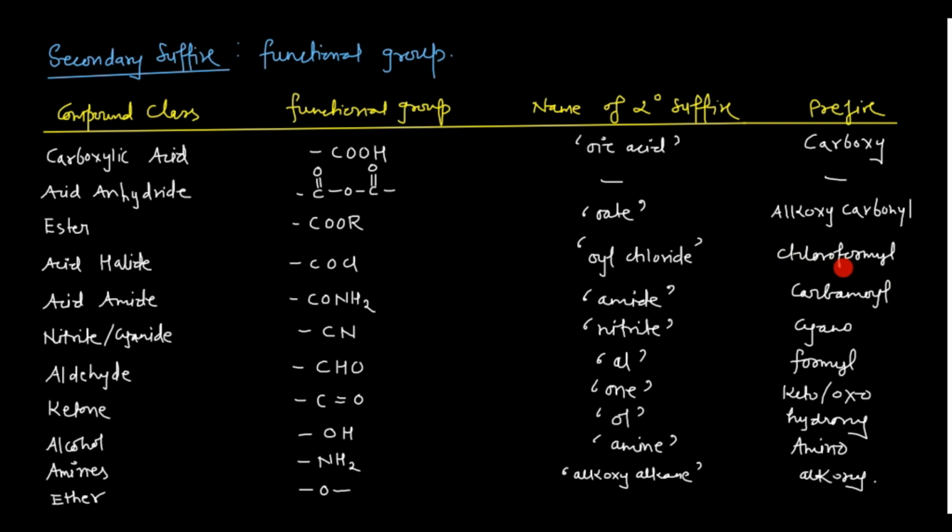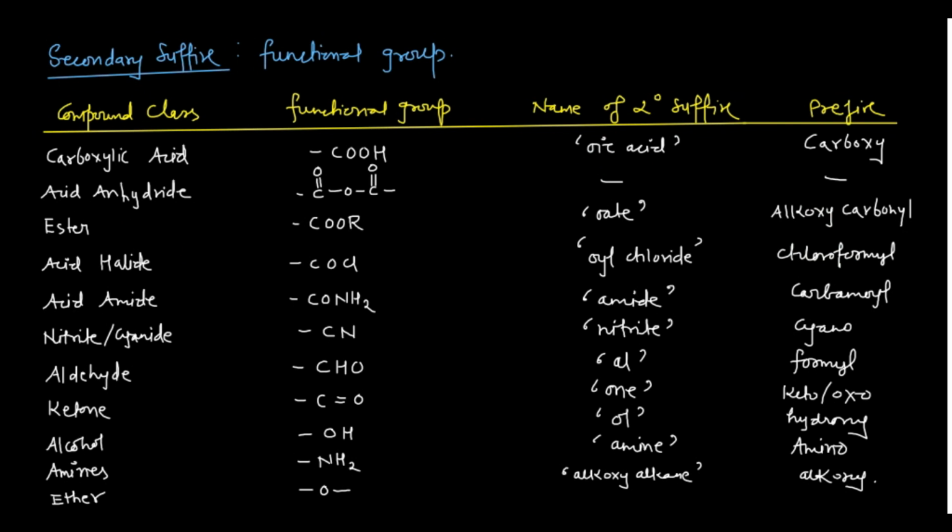It is again very, very important. Say, for example, your compound has the acid halide functionality, it also has the ester functionality, and it also has the acid functionality. Then your acid would be the main functional group and the name of the compound would end with "oic acid", and your ester and halide would be treated as the side chain or the prefixes, right?